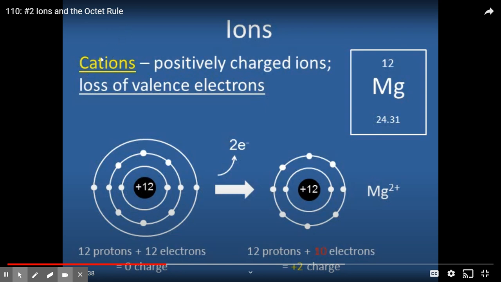All right. And then I always tell my students, look at the T. What does the T look like? Does it look like the negative charge right here or the plus sign, the positive? What does it look like?